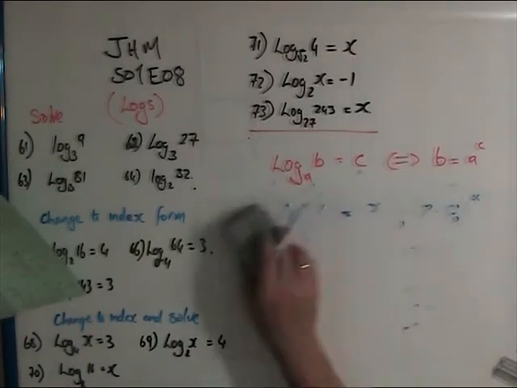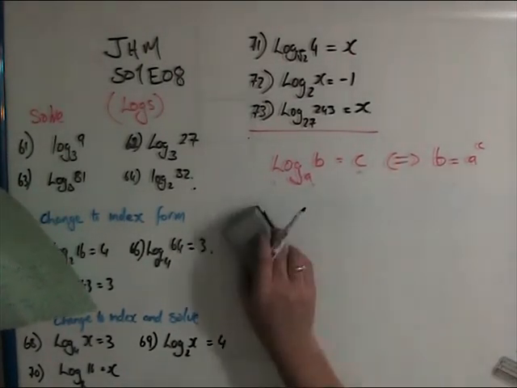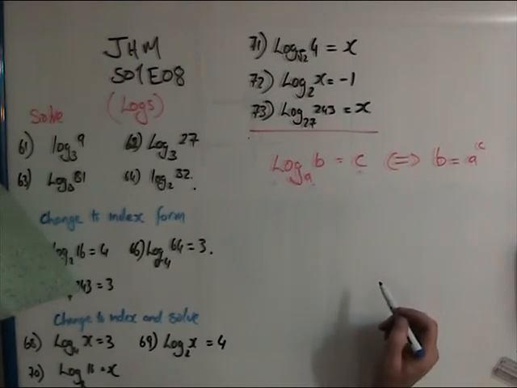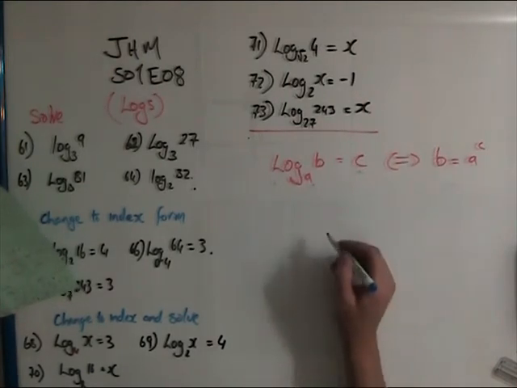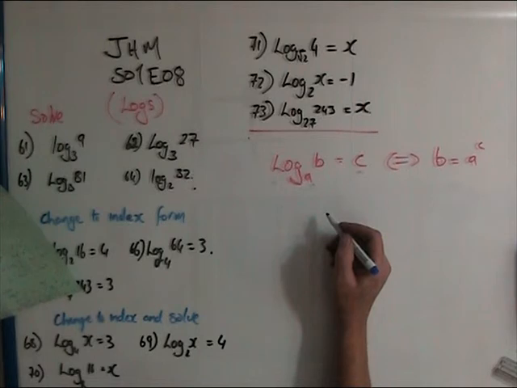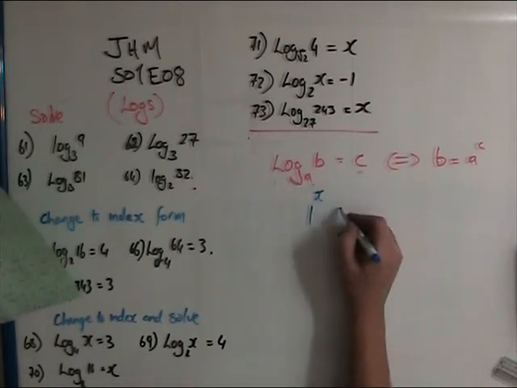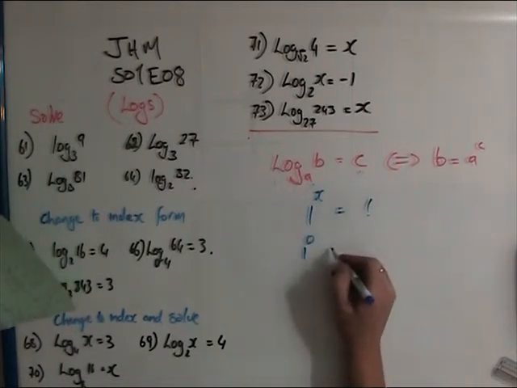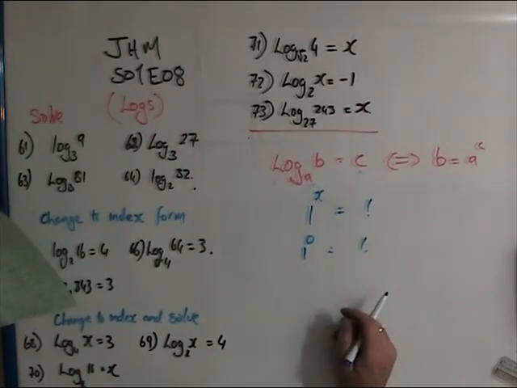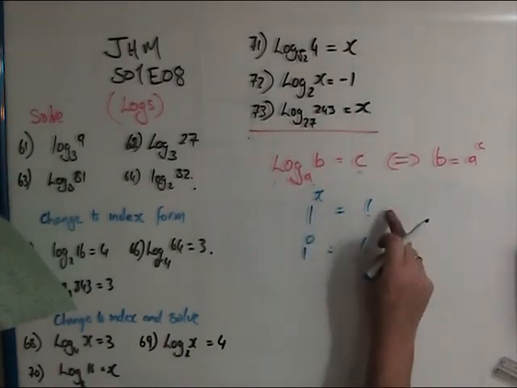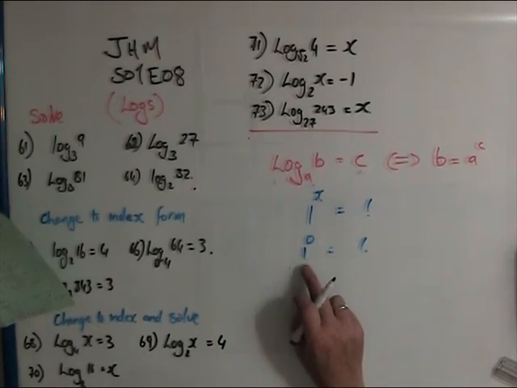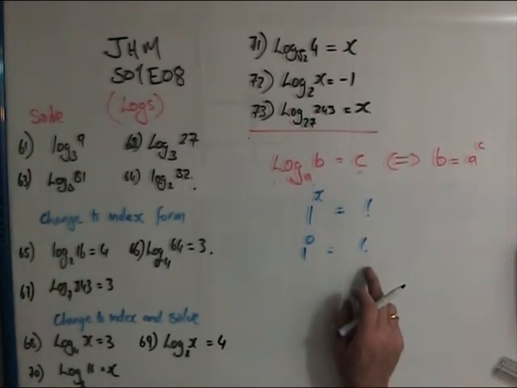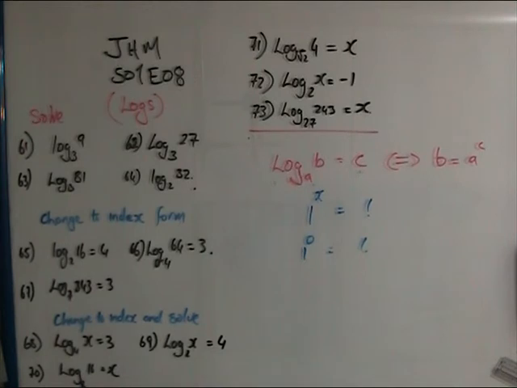Okay, so you've got log to base 1, anything else? Let me write them down. 1 to the power of anything is equal to 1, and 1 to the power of 0 is equal to 1. That's it for the questions. There are very few questions on this, that's why I'm rushing through it. But do those questions.